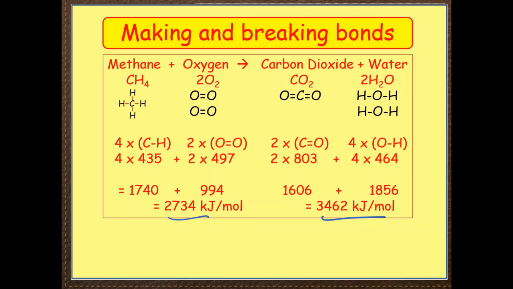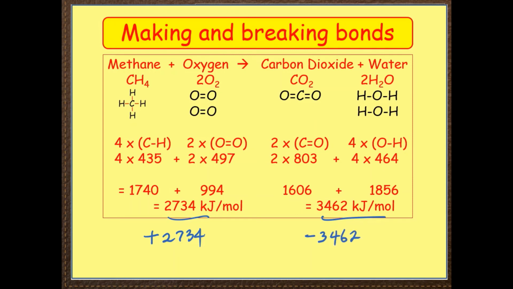For bond broken, we said that energy needs to be what? Given before a bond can be what? Broken. So how do we show energy given in? It's positive. So it is 2734. If energy is released, because when bonds are formed, energy is released, so we represent this by what? Minus 3462.